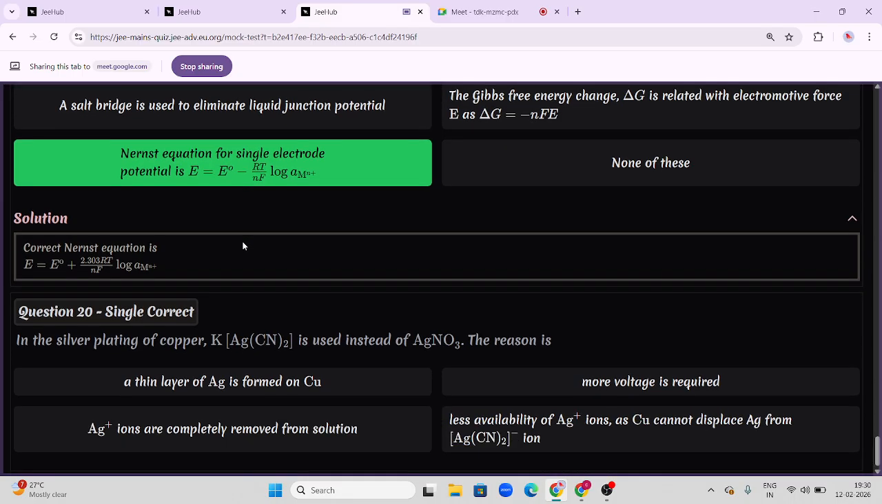Ma'am, there it should be ln, they have put log. Okay, but that's not the major thing here. Our major thing is negative and positive. Okay, next.